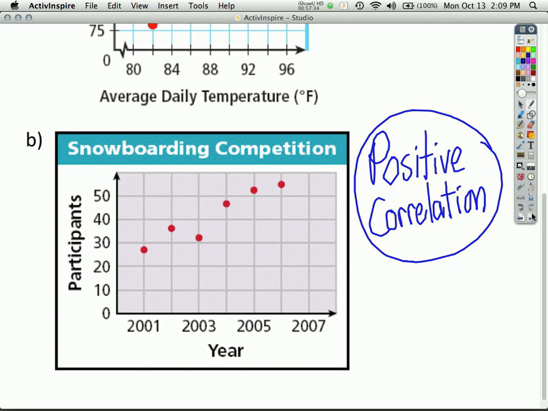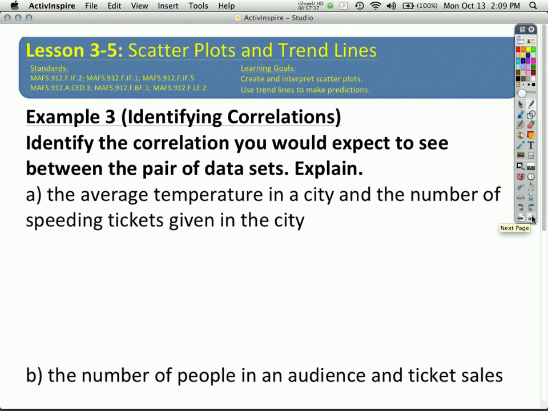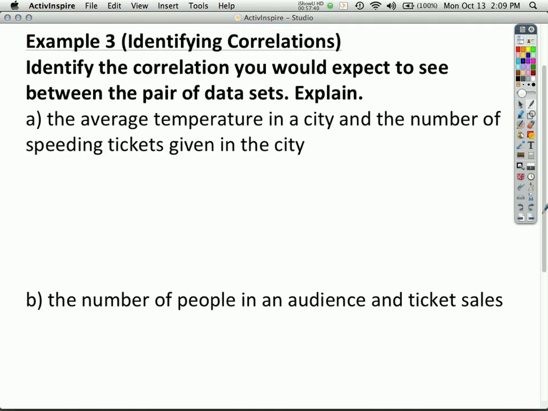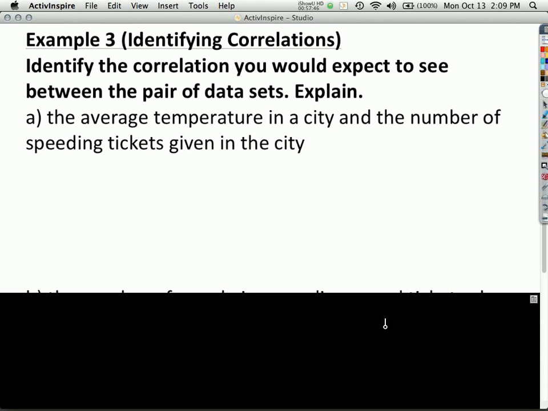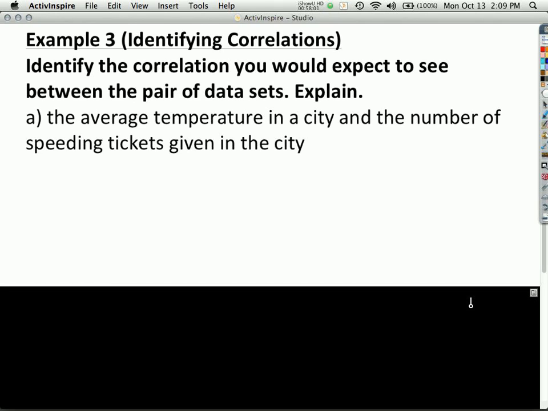Let's get to verbal, where you're going to have to read a little bit. So now we don't have a set of data. In example 3, we're going to look at a scenario and we're going to think about it. We're literally going to ponder it and say to ourselves, what do we think would happen? Unfortunately, in these cases, you have to have some understanding of the scenario itself. So the instructions say to identify the correlation you would expect to see between the pair of data sets, and then explain. Part A, the average temperature in a city and the number of speeding tickets given in the city.